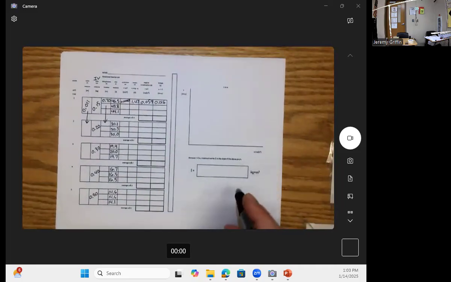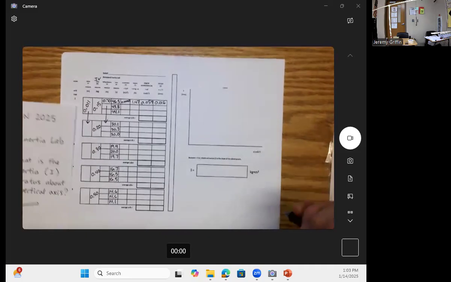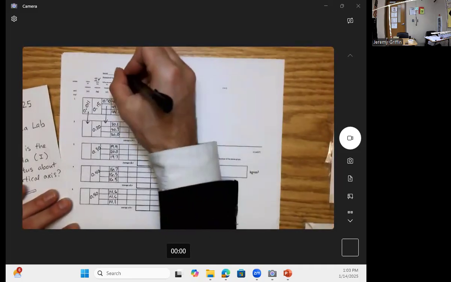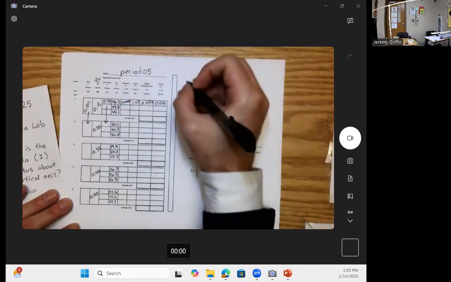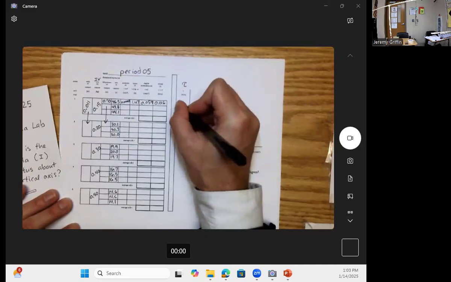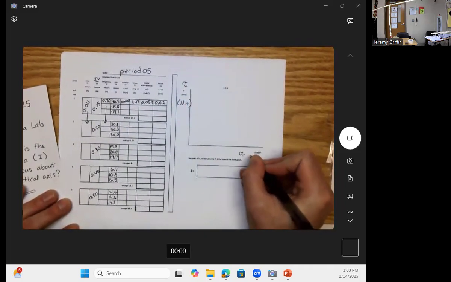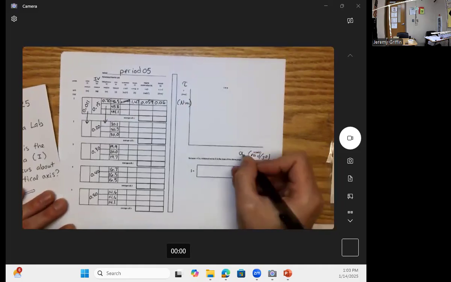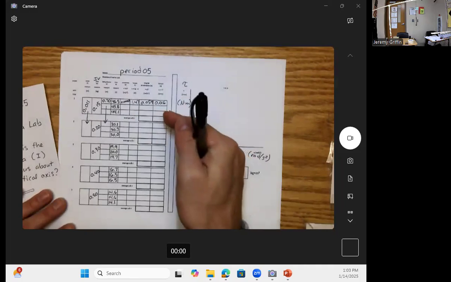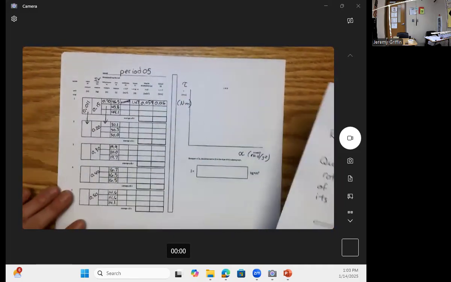So tomorrow, I'm going to help students put together this graph: torque versus angular acceleration. Period 5, right here. This is torque in newton meters, and this is angular acceleration in radians per second squared. We're going to be able to plot 5 points, 1, 2, 3, 4, 5 coordinates. Then we'll figure out from there.